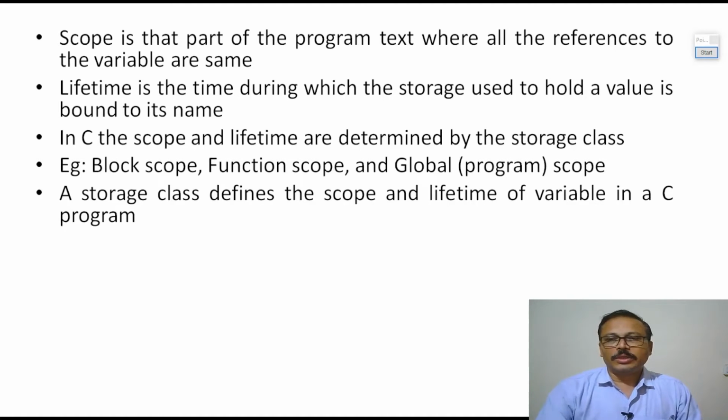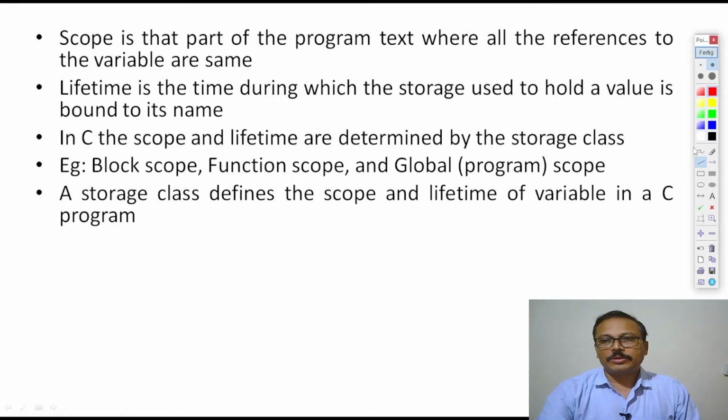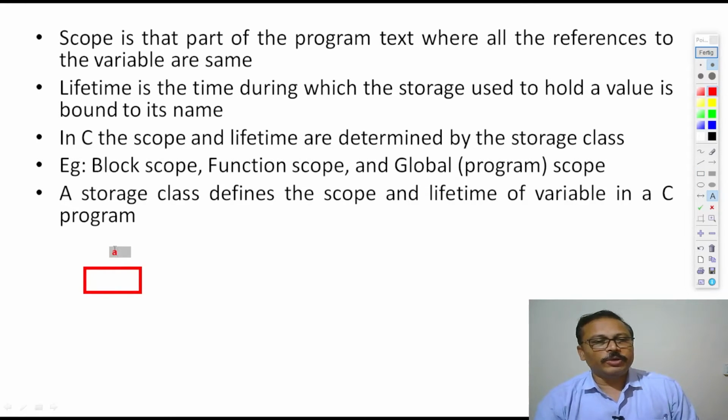That means if you have a variable, say the variable is A, wherever you refer to A, you will be referring to the same location. In that case, the scope is defined such that wherever you are able to refer to it correctly, that is the scope. Now the scope can be block scope, function scope, and global scope.